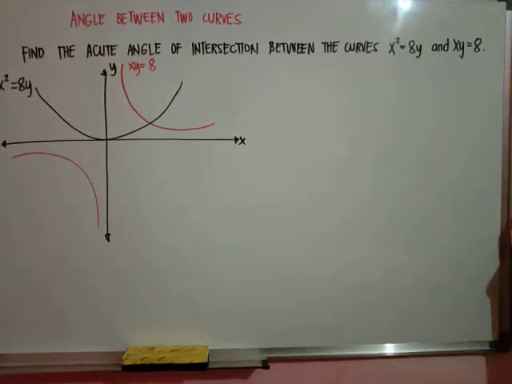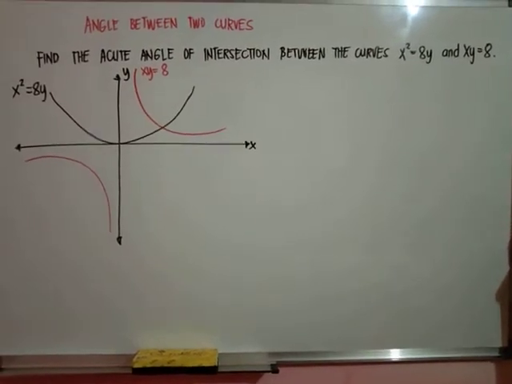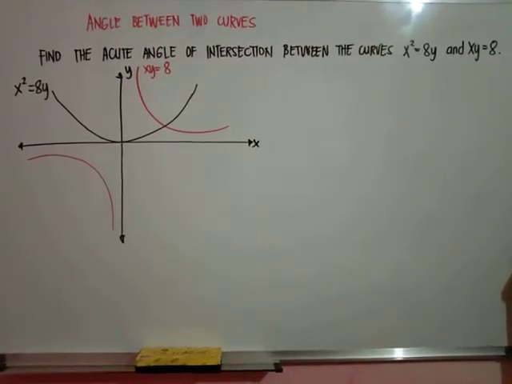Our next topic is about the angle between two curves. So, let's say we have a problem here. Find the acute angle of intersection between the curves x squared equals 8y and xy equals 8.